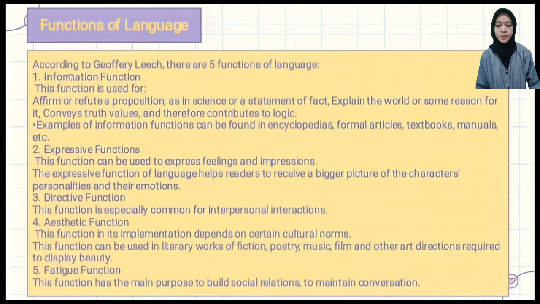The second is the expressive function. This function can be used independently of the previous one as it does not convey a message. It aims to express feelings and impressions. The expressive function of language helps readers to receive a bigger picture of the characters' personalities and their emotions. When your goal is to express an attitude, it doesn't have to convey any specific information but words that show your emotions. The simplest examples of expressive language are various exclamations, swear words, words of admiration, and thanks. If the information function is one encyclopedia article, this function is common to literary fiction and poetry.